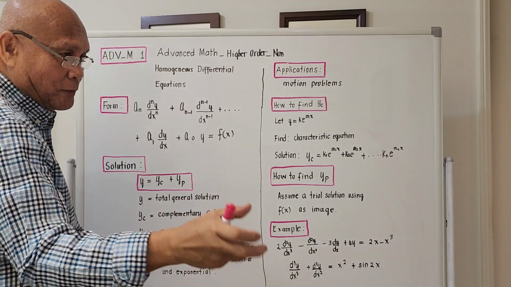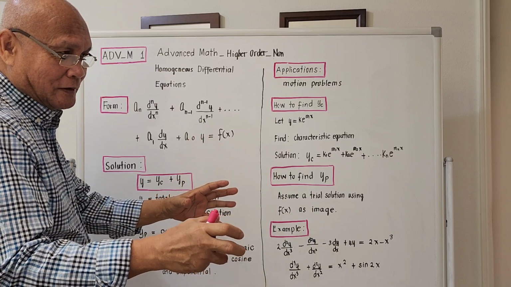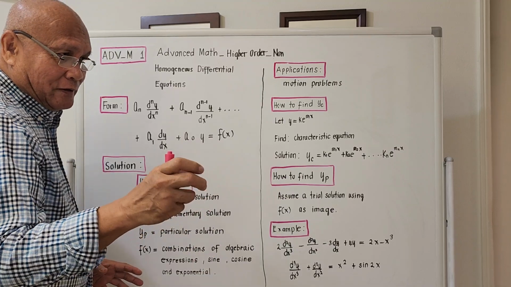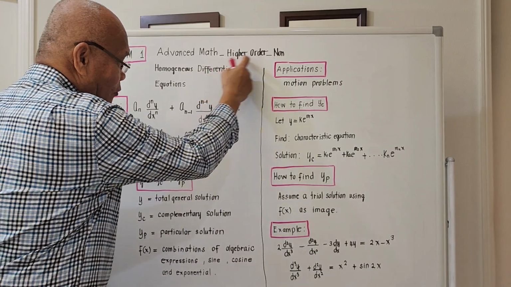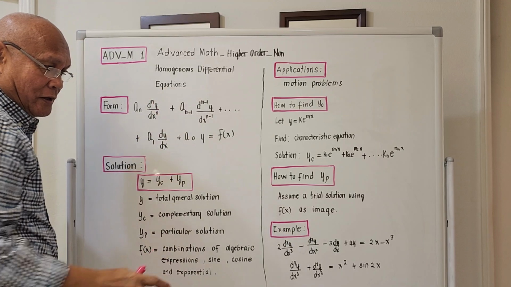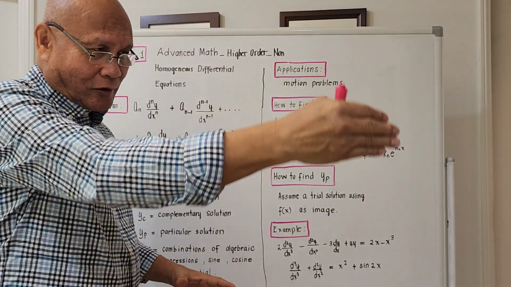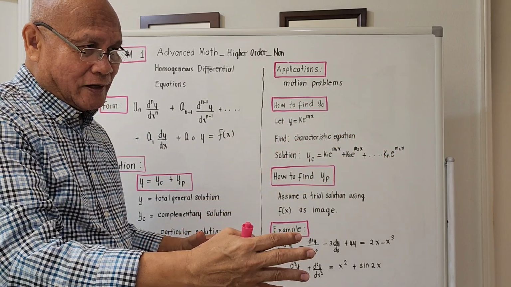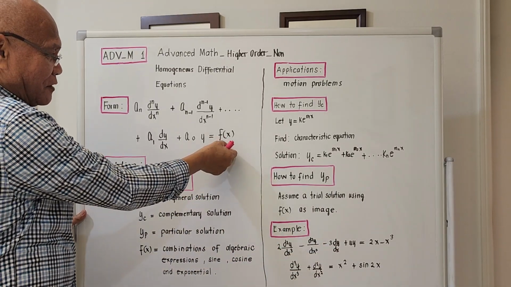So the title of our subject matter for tonight will be Advanced Mathematics. This is higher than differential equation. And the first topic will be higher order non-homogeneous differential equation. It is still a differential equation, but the order is higher order, and the difference from the ordinary differential equation is that the right hand side is not equal to 0.